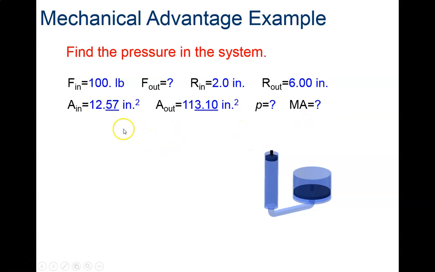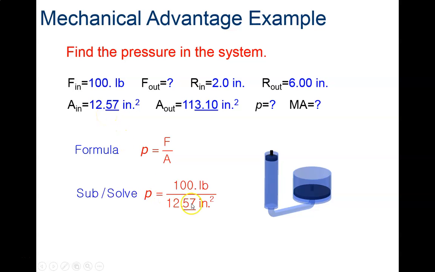So we're going to look at, okay, I applied 100 pounds of force to 12.57 square inches. So I'm going to find the pressure. Pressure equals force, 100 pounds, divided by the area, which is 12.57 square inches. Okay, and we've got a pressure of roughly 8.0 pounds per square inch. So that's the pressure that's being applied to this fluid here, which is the same as the pressure that's going to be applied to this bigger piston here.